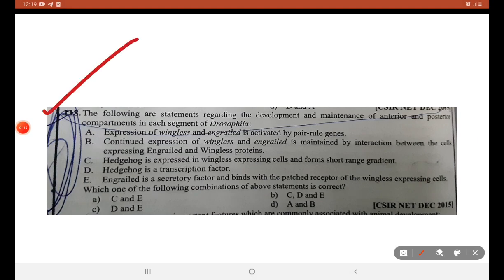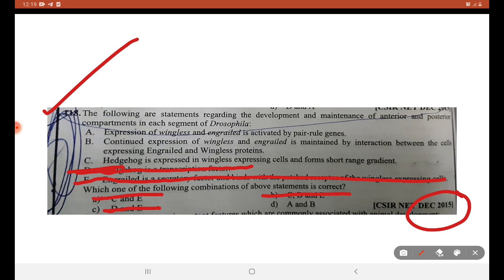Now, from Drosophila, a segmentation question from December 2015. By seeing these options, we can see hedgehog is not a transcription factor. D is not right; we can eliminate this. Engrailed is not a secretory factor. Engrailed will secrete hedgehog. So E is not the right answer. Arriving at answers A and B.